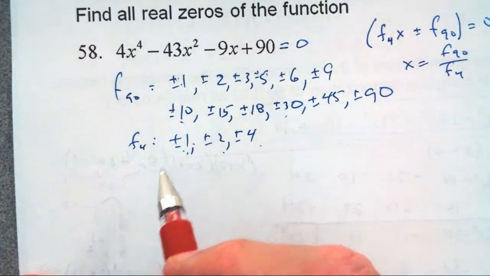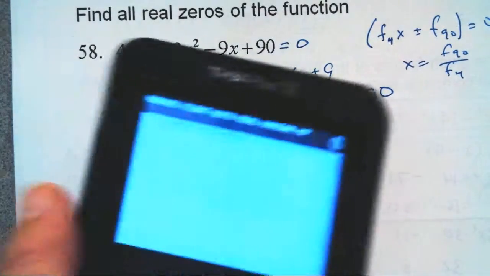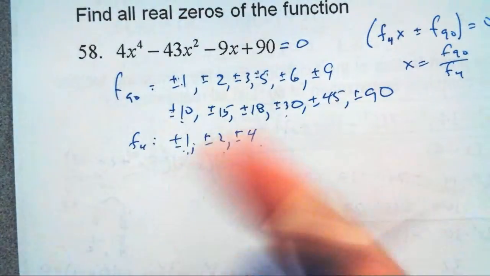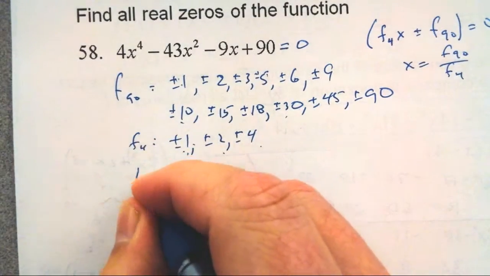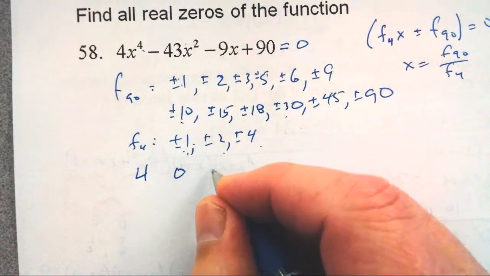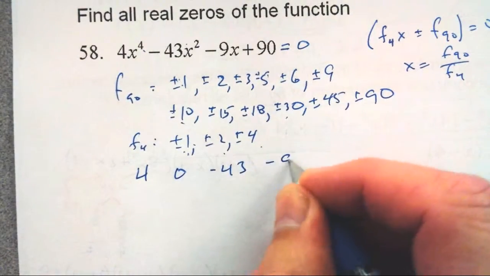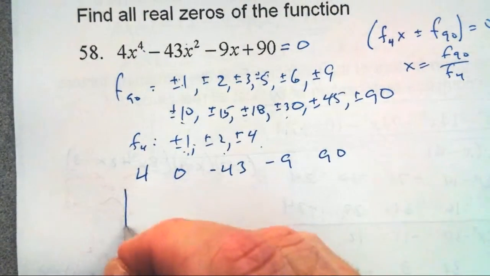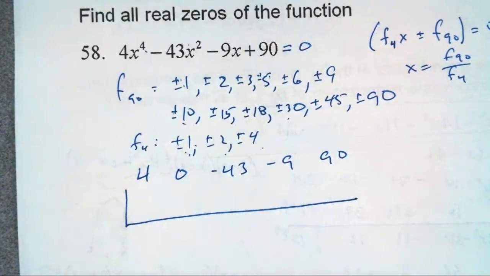Which means that 3 should synthetically divide it. Remember, we had this. 3 should synthetically divide this. So I'm going to go 4. I've got a 0 for the x to the 3rd, don't forget that. I've got a negative 43. I've got a negative 9. I've got a 90.